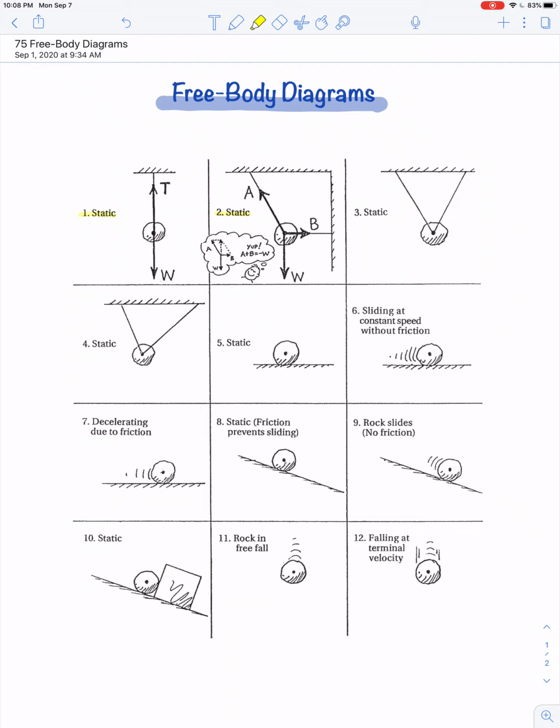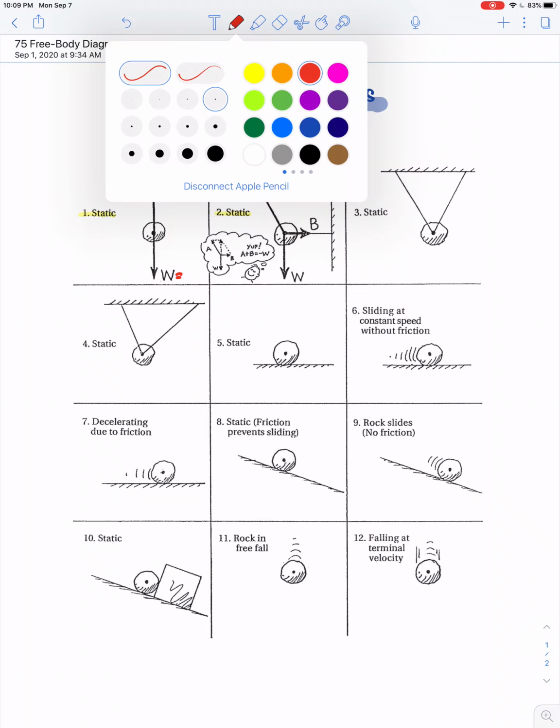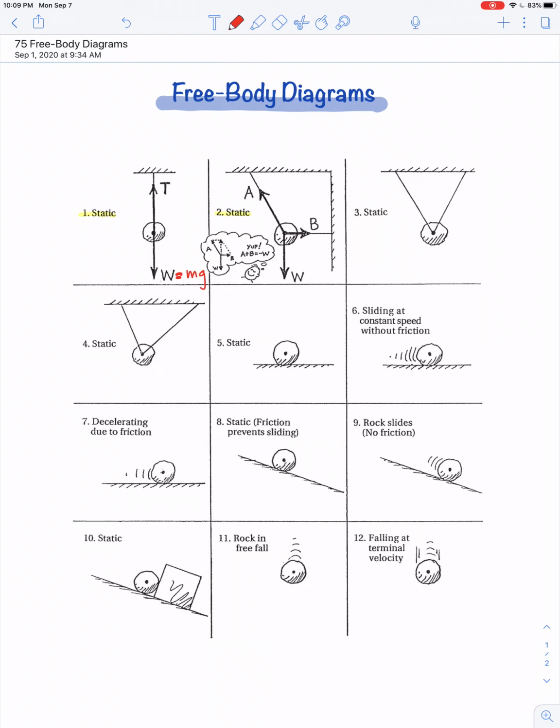So they reference that it's a static case, meaning it's an object at rest, and the problem just involves, in every case, 1 through 12, a stone. Well, remember that weight is a force. So every stone has mass, therefore weighs something. The weight is calculated as the product of mg. So that force is going to show up in every one of these free body diagrams.